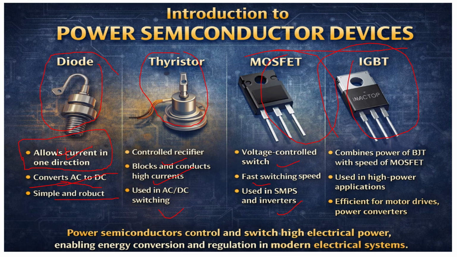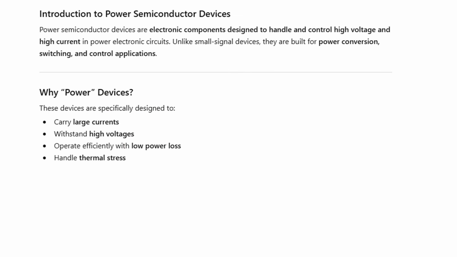So what is the difference? Only one difference: all these semiconductor devices deal with high power, that is, high current and voltage. Power semiconductors control and switch high electrical power, enabling energy conversion and regulation in modern electrical systems. A power semiconductor device is an electronic component designed to handle and control high voltage and high current in power electronic circuits. So this is the major difference.